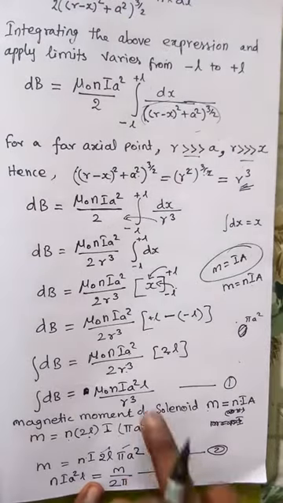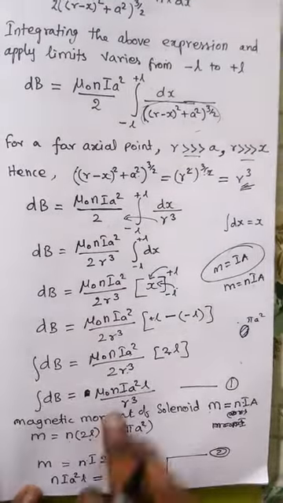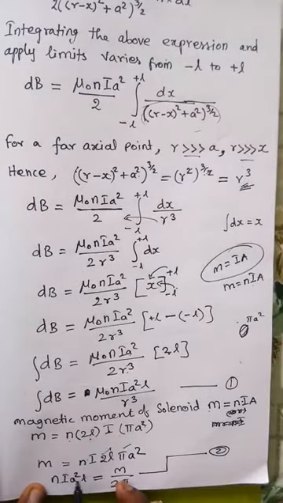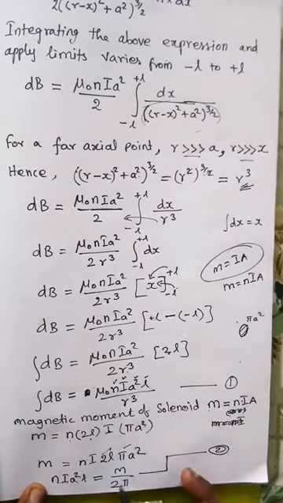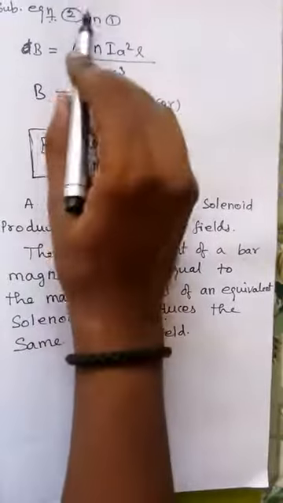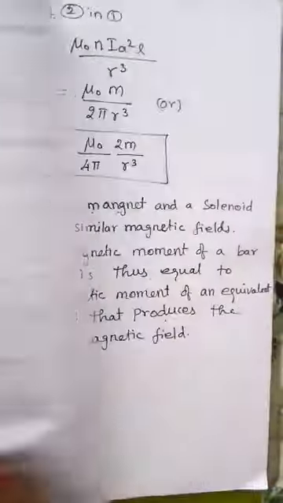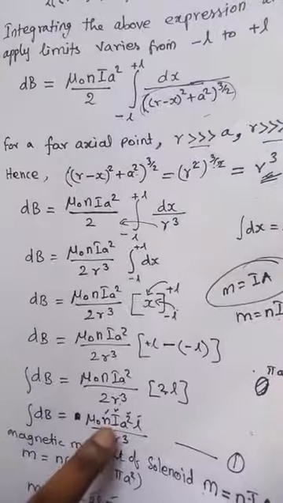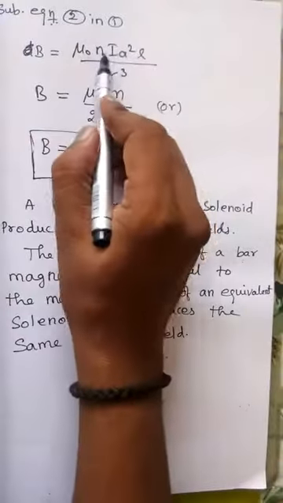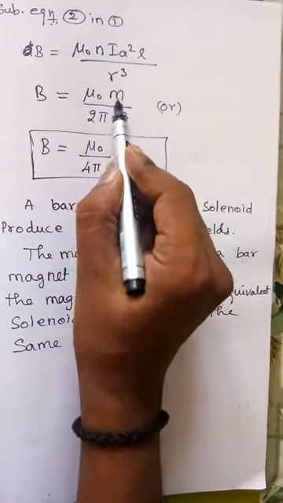Because of this, substitute this value here. So now the M by 2 pi value substitute here, N I A square L. Here you substitute M by 2 pi. Integration of dB is nothing but the total magnetic field. So B is equal to mu naught N I A square L by R cube. Here N I A square L is nothing but M by 2 pi.